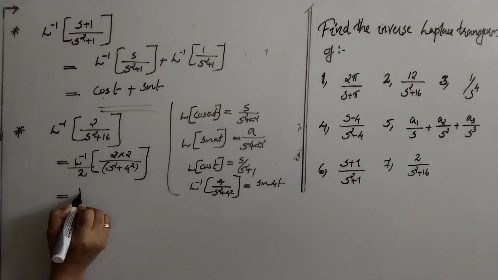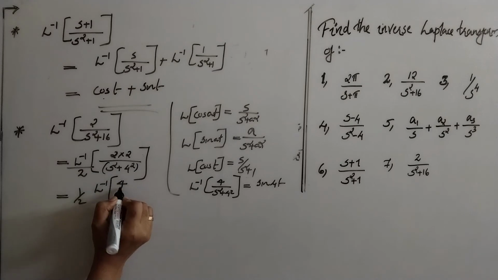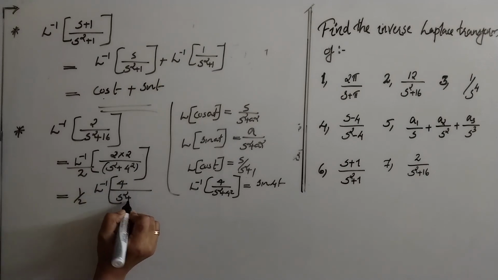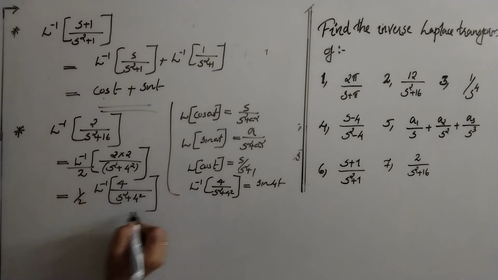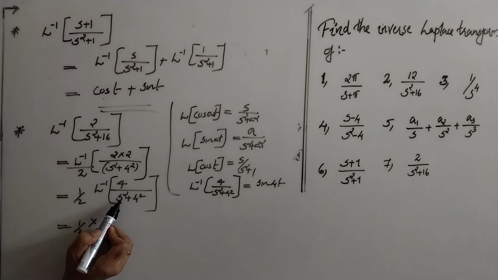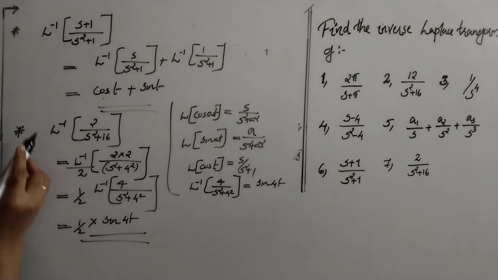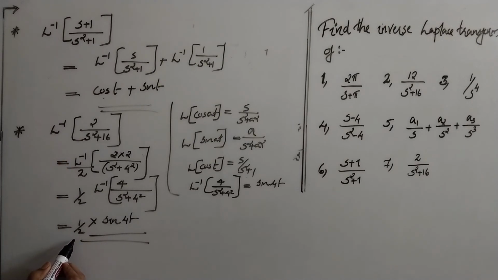and divide it with 2. What we get? 1 by 2 into L inverse of 2 into 2, 4 divided by s square plus 4 square. Then the answer is 1 by 2 into a by s square plus a square. Here a is 4. So, the answer is sin 4t. So, the answer of L inverse of 2 by s square plus 16 is 1 by 2 into sin 4t.